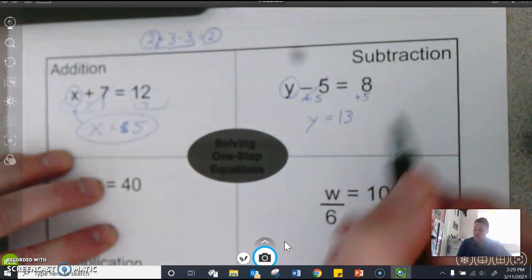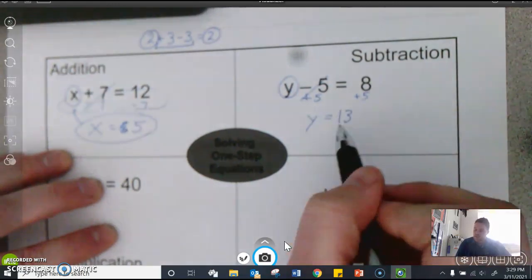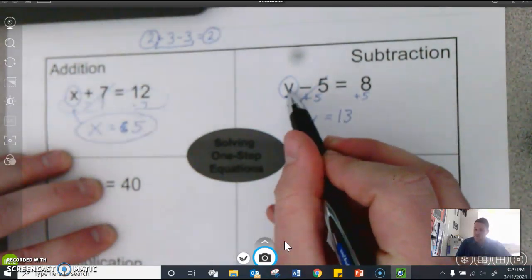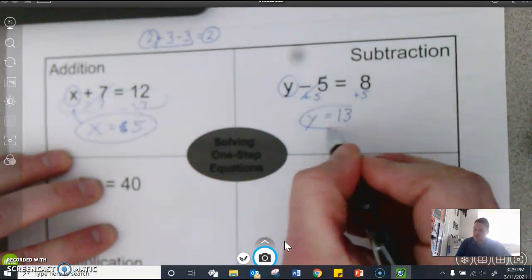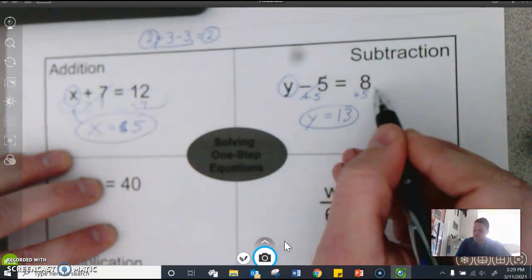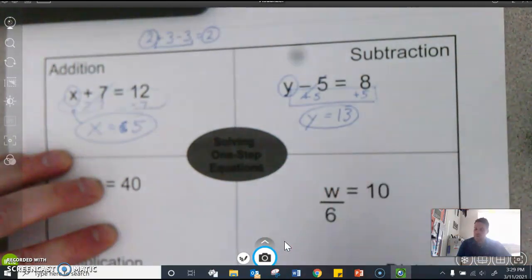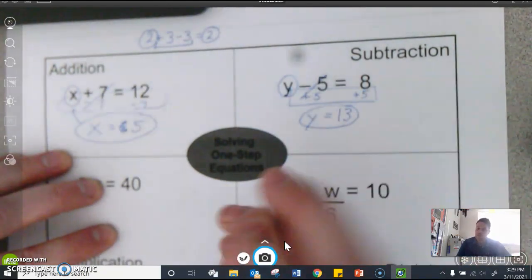And in this case, I found that y equals 13. So if I sub that in, it says check if it's a solution. 13 minus 5 does equal 8, so we're correct. So again, we need to see this part, but just as important is showing that part. It's showing that these cancel out.